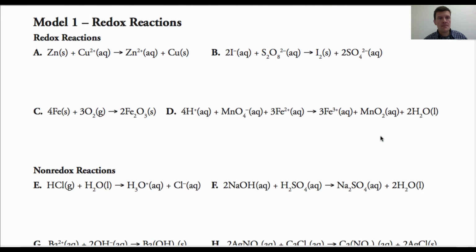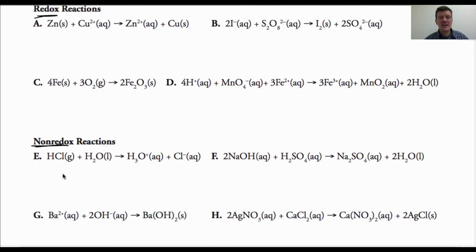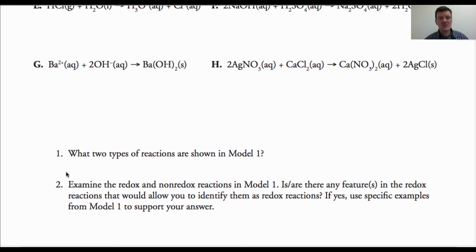Okay, so let's see what happens when you have a redox reaction by exploring the models that are offered to us. In this model here, we are told that these are redox reactions, oxidation and reduction both happening. We are told that these are redox reactions here, and then down here we have a set that are non-redox reactions. Okay, so I'm just letting you know that is what the model is, and now we're going to answer some of the questions. First of all, it says what two types of reactions are shown. We've got redox reactions and we've got non-redox reactions. And we're just going to try to figure out what the difference is between them so we can identify when we have a redox reaction.